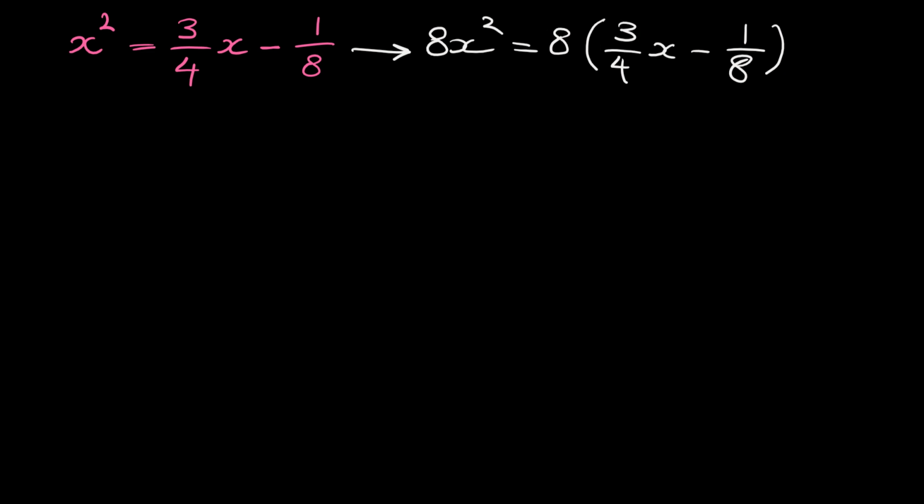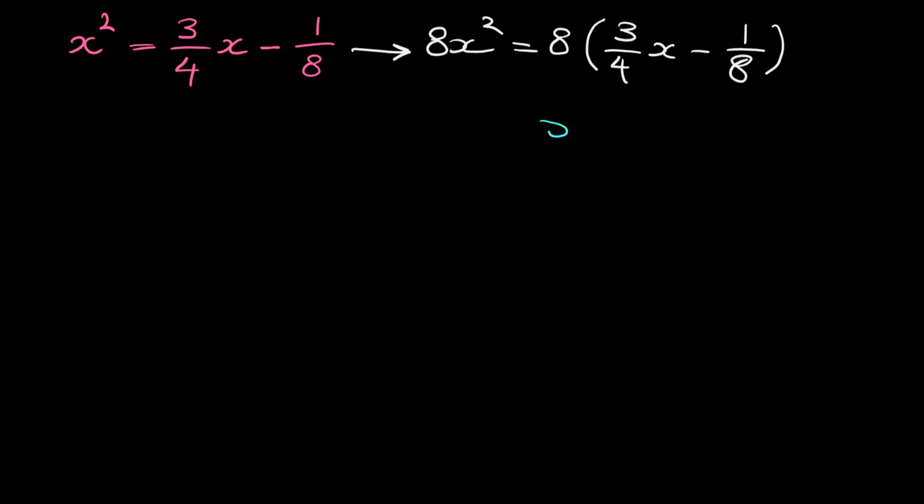The better way to multiply 8 by 3 over 4x is to simplify 8 with 4 first. We can simplify numerator with denominator in multiplication of fractions. 8 with 4 simplifies, and we have 2. 2 times 3 is 6. So we have 6x. When we multiply 8 by 3 over 4x, the answer is 6x.